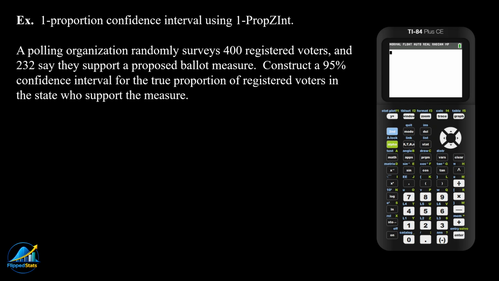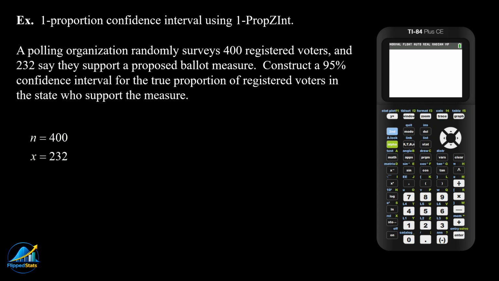So we're doing this in the context of an example where we're told that we have a survey of 400 registered voters. So n is equal to 400 here, and we're told 232 of them support a proposed ballot measure. So we normally call that x. We're going to say x is 232. And we're asked to get a 95% confidence interval for the true proportion of voters in favor of this legislation.